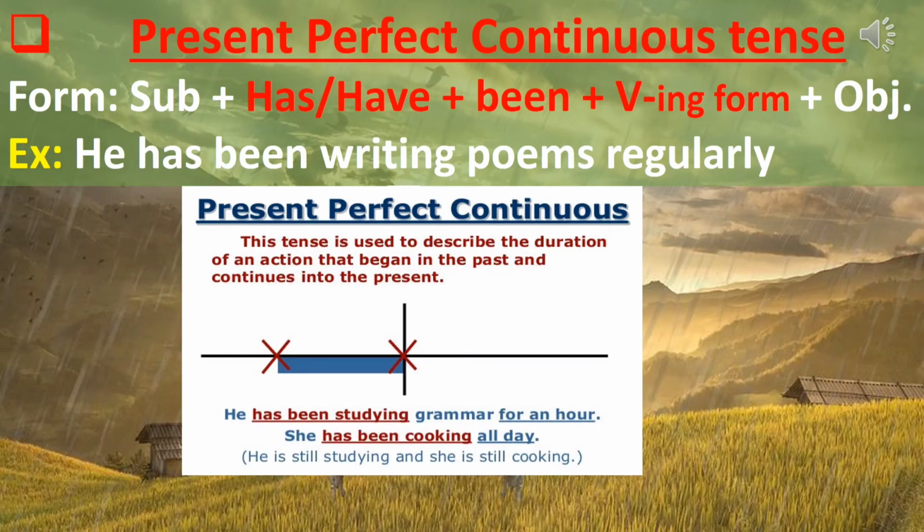Like, see the example here. He has been studying grammar for an hour. He started 1 hour earlier and is still continuing. She has been cooking all day. She started very early and is still continuing. He is still studying and she is still cooking.